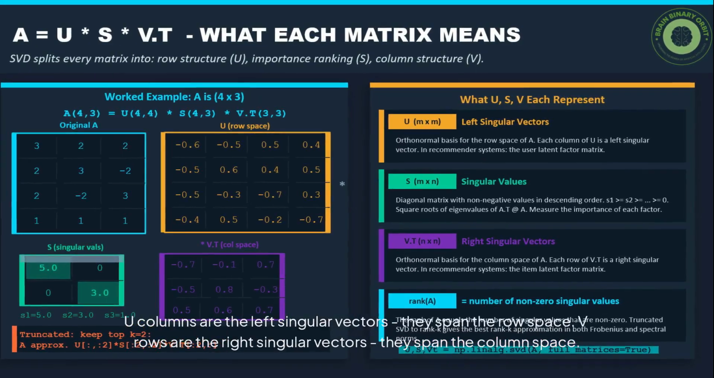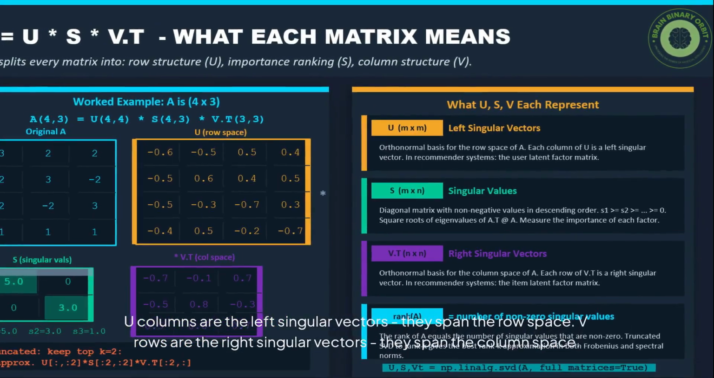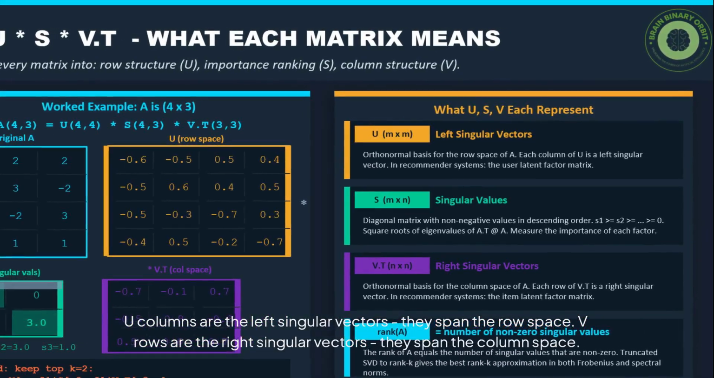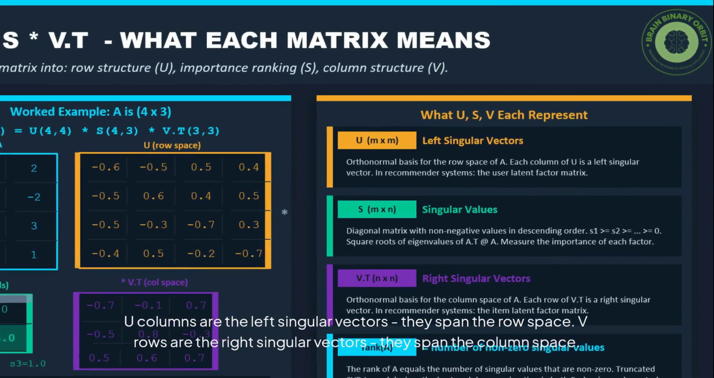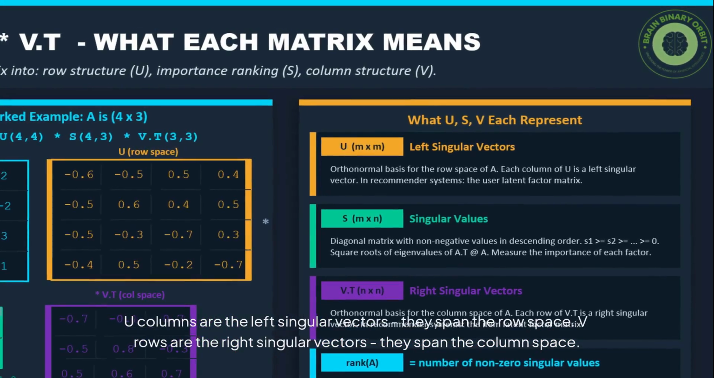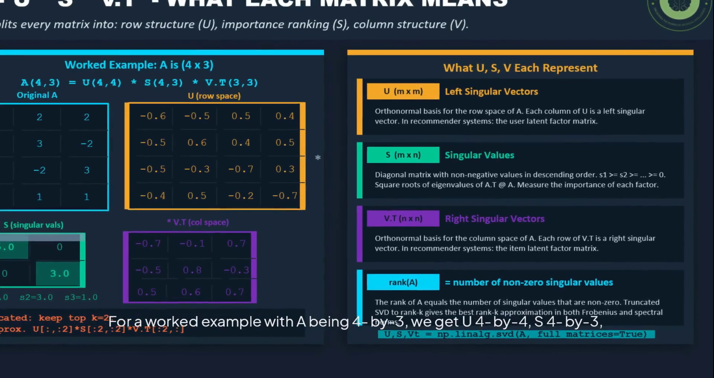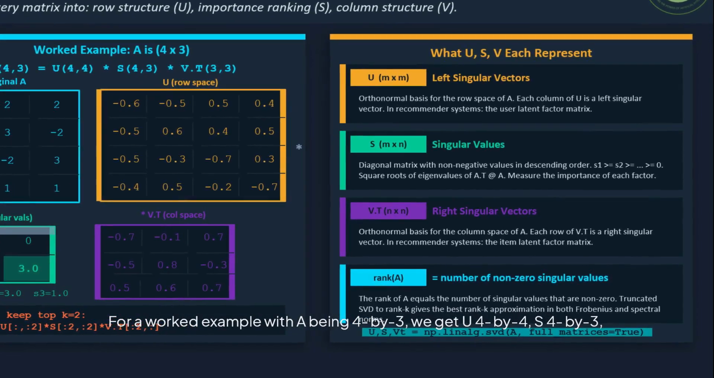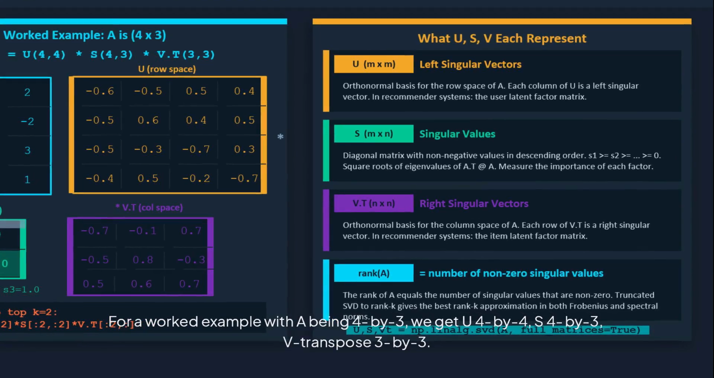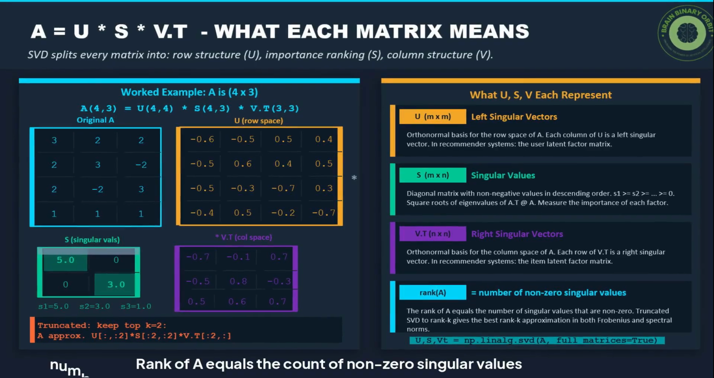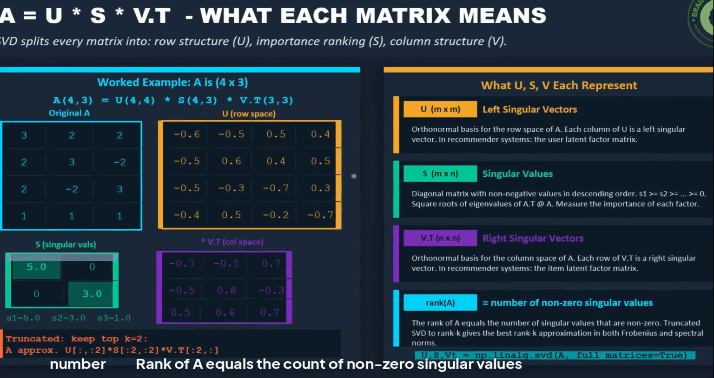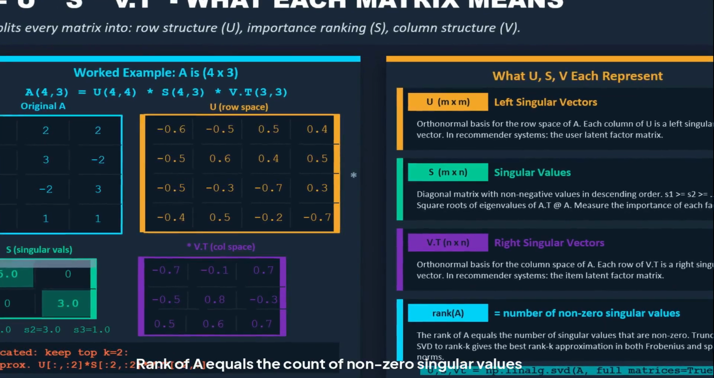U columns are the left singular vectors, they span the row space. V rows are the right singular vectors, they span the column space. For a worked example with A being 4 by 3, we get U 4 by 4, S 4 by 3, V transpose 3 by 3. The rank of A equals the number of non-zero singular values.